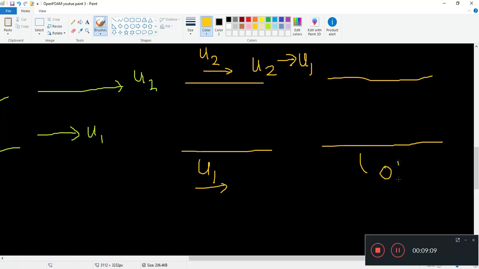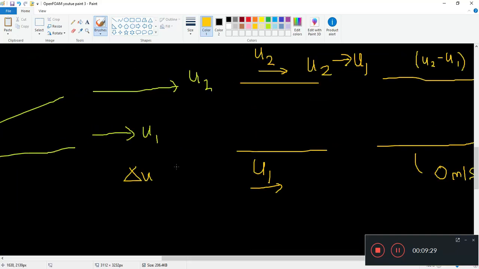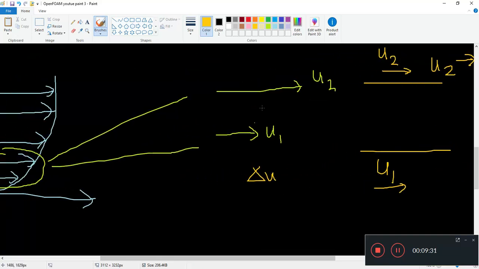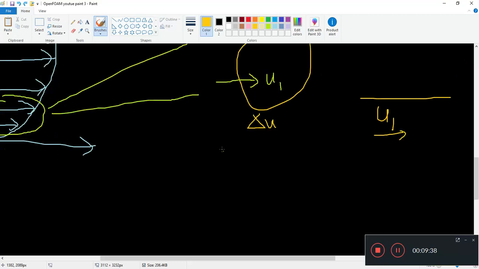So you could just as easily say the bottom plate velocity is 0 meters per second, and the top has a velocity of U2 minus U1. It's the difference in velocity that matters. So delta U is the characteristic velocity. Remember why we said turbulence comes about from this gradient in the velocity, which is du/dy.